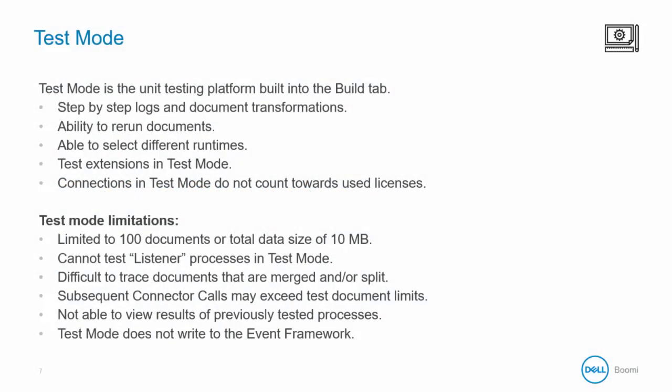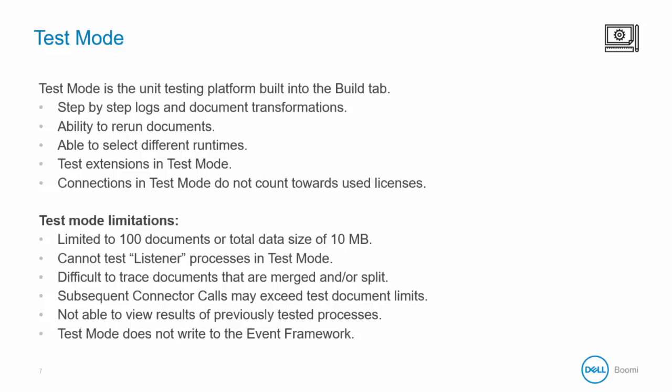We should all be familiar with test mode at this point. It is the unit testing platform built into the Build tab, and it creates a step-by-step log which provides a great level of detail and allows you to follow a document along the path, and it's invaluable in debugging errors. You can select your atom in test mode, rerun documents, and use extensions.